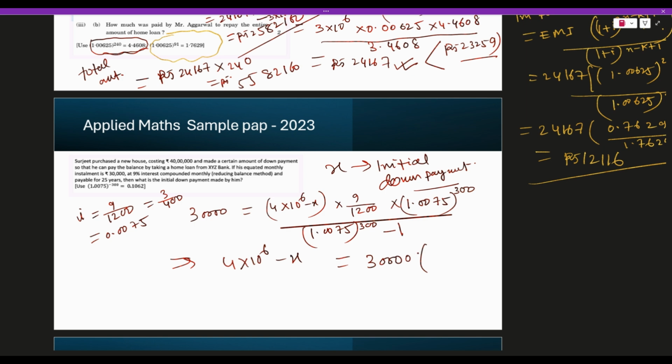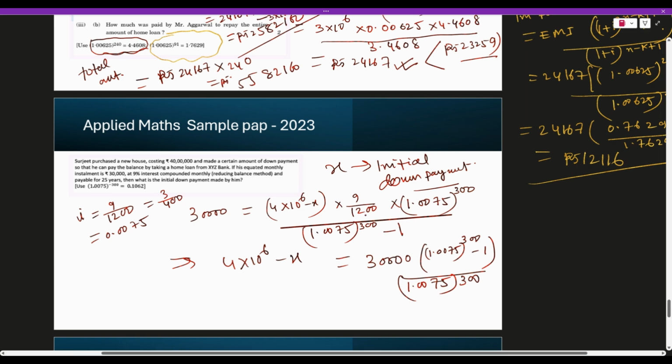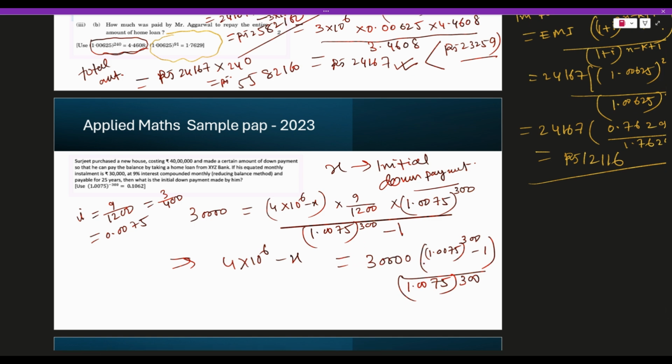What you can do there, you just rewrite it. This is going to be 30,000 into 1.0075 to the power 300 minus 1, that divided by 1.0075 to the power 300. Isn't it? But this thing also to be multiplied with it. This 9 by 1200, 3 by 400. So 400 will be multiplied, or you multiply by 1200 by 9. So it is 400 by 3.